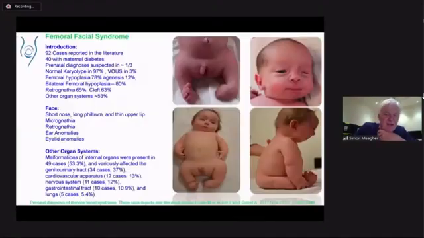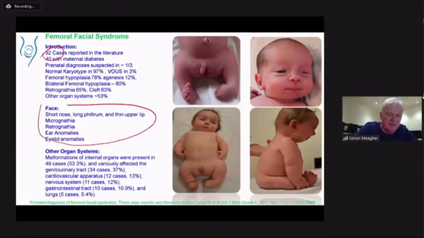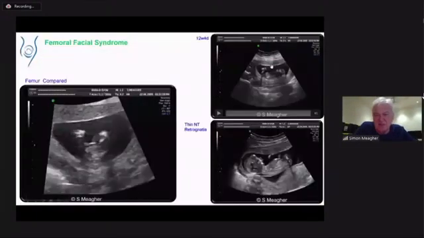A very rare case, which Sarah made reference to, is the femoral facial syndrome. Only 92 cases of these are reported in the world literature. Important in these is to look for associated abnormalities, of which there are many in the fetal face and other organ systems. And you may identify this at a first trimester scan.